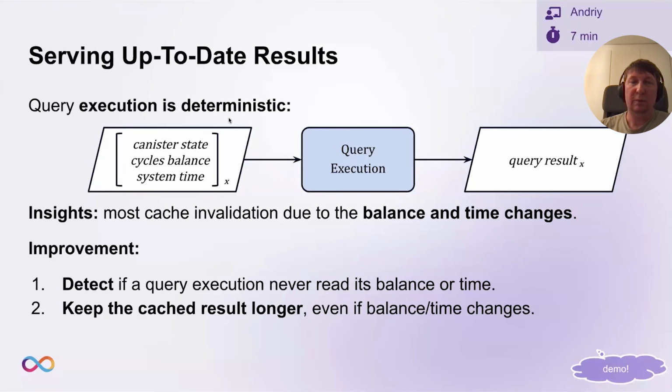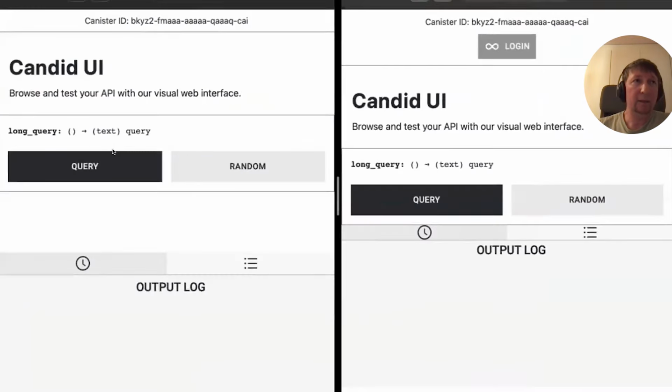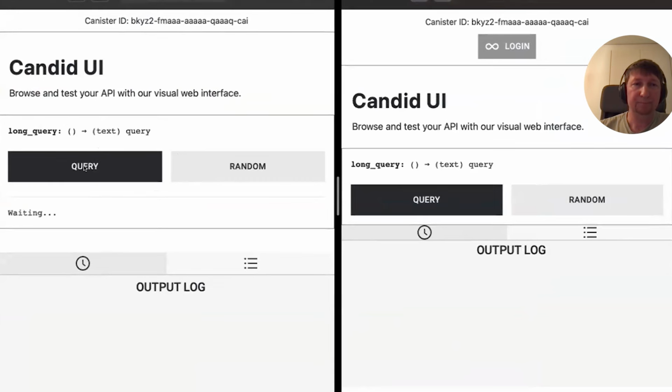Now let me share my screen, please, and let's see it in action. There is an old replica version with initial query cache implementation. For the sake of time, I already deployed a demo canister with a long-running query. The query call does a lot of work, but it never calls canister. It never asks its balance or system time. So let's call it.